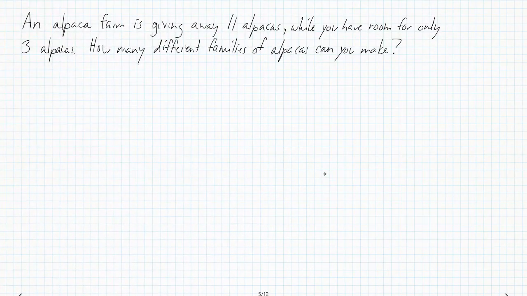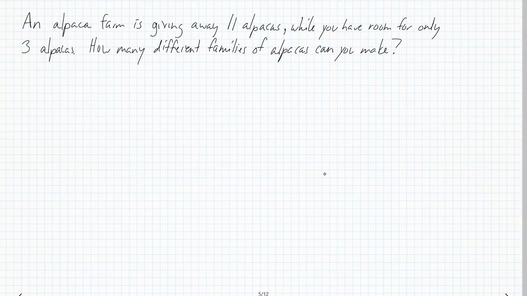Okay, so moving on to our next one, let's see if we can distinguish what this is. An alpaca farm is giving away 11 alpacas while you have room for only 3 alpacas. How many different families of alpacas can you make? So in this case, we're having 3 as our final selection, and notice you can't have repeats, right? This isn't cloning or anything like that. So we're talking 3 different alpacas as our possibilities.